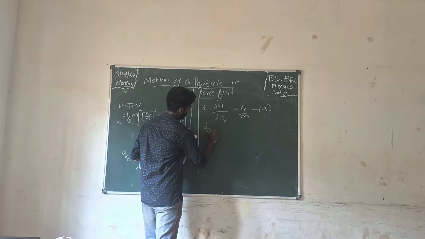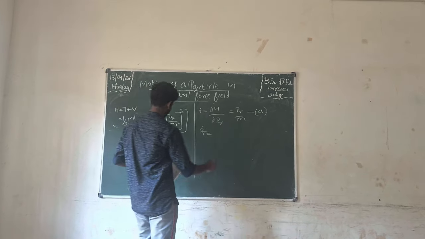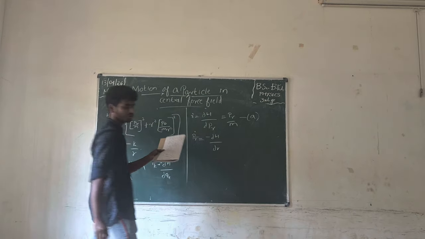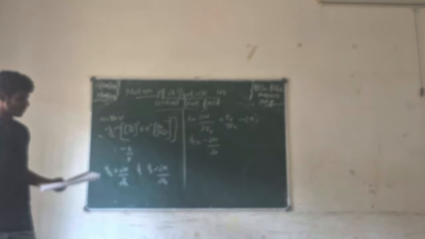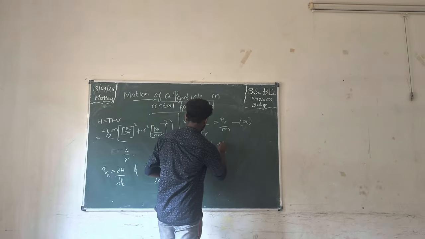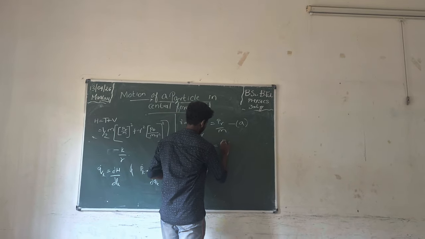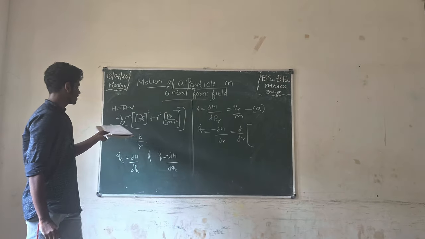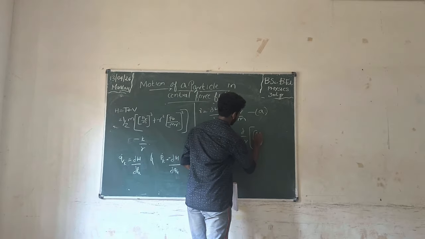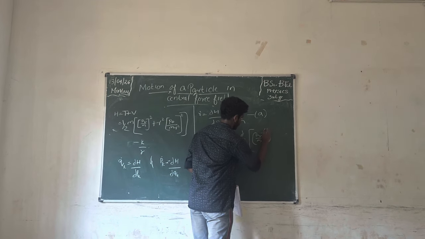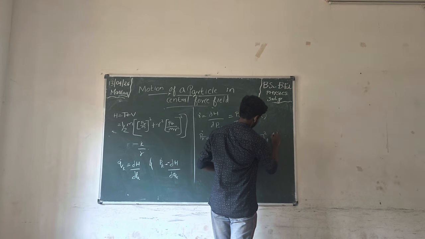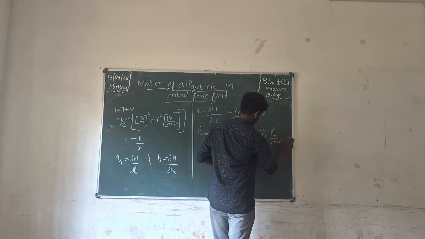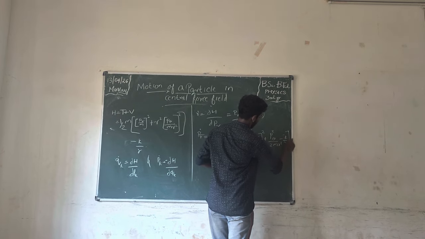So PR dot is equal to minus dou H by dou R. So what will be the value of minus dou H by dou R? We can write it as dou by dou r of the whole Hamiltonian, which is here. We can write it as PR by M square plus P square theta by 2mr square minus k by r.